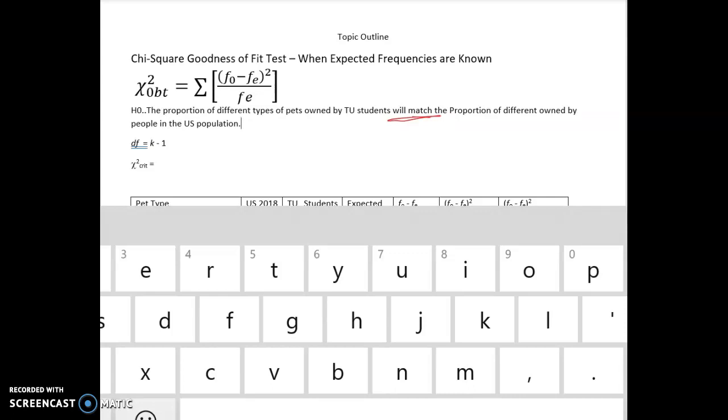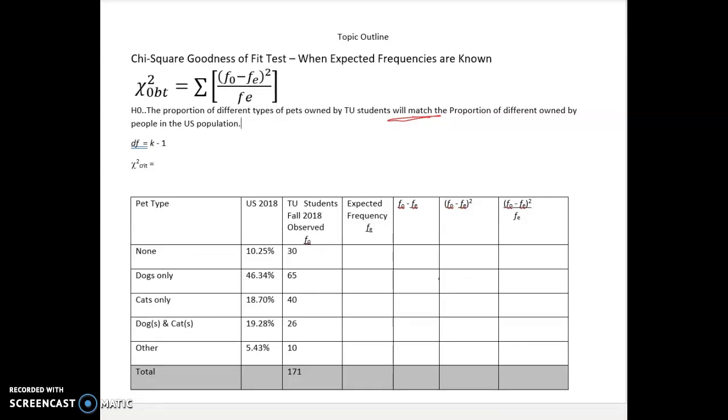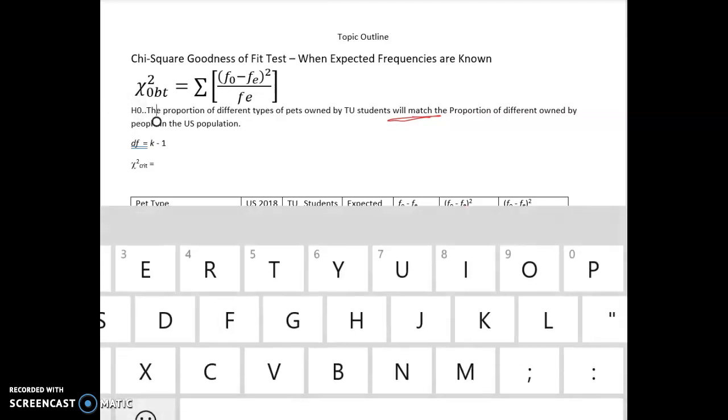So in other words, we're basically just saying that there's going to be no difference in the proportions of different types of pets owned by TU students and the proportion of different types of pets owned by non-TU students.